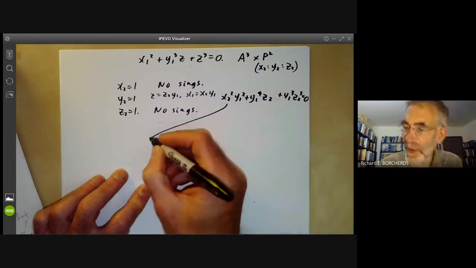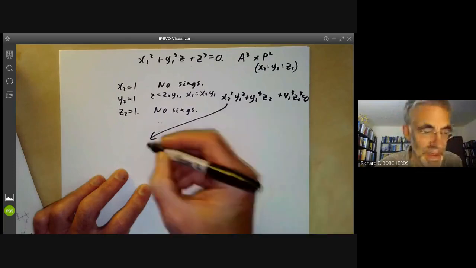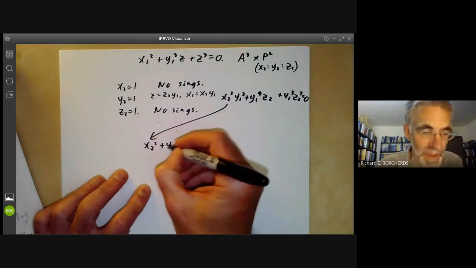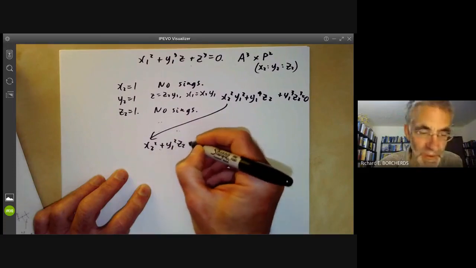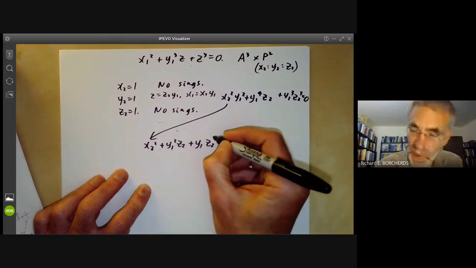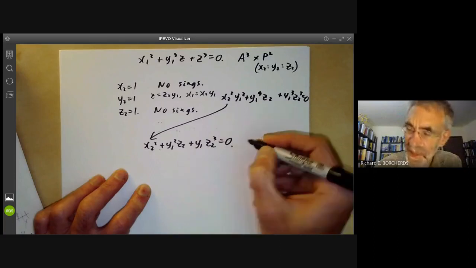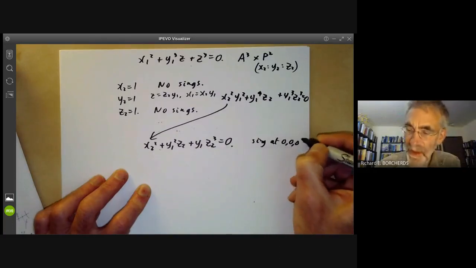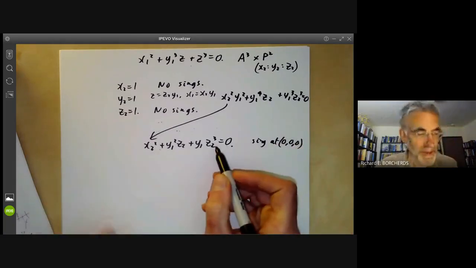So now we can take out a factor of y1 squared, and we get the equation x2 squared plus y1 squared z2 plus y1 z2 cubed equals naught. And again, there is now a singularity at naught, naught, naught. And you can check this is the only singularity.